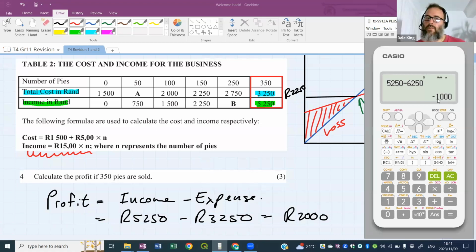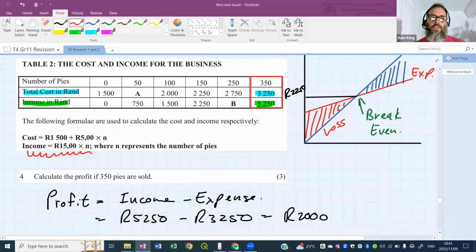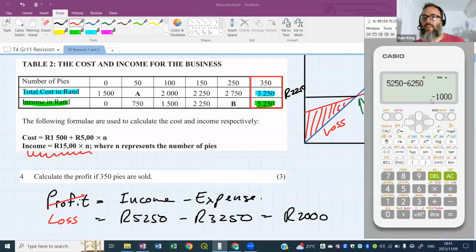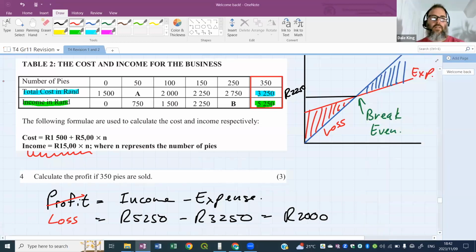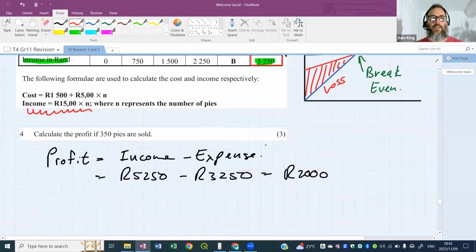Well, that means it's not profit. That means this calculation is actually working out the loss. When you see that sign on the calculator, the business is making a loss. So this equation, profit equals income minus expense, can be used to test if you are making a profit or loss. If the answer is positive, you're making profit. If the answer is negative, you're making a loss. So if they say work out the profit and you get a minus, you'll say, hold on, we're actually making a loss here. But in this case, yes, it is a profit, not a loss. Nice and easy.